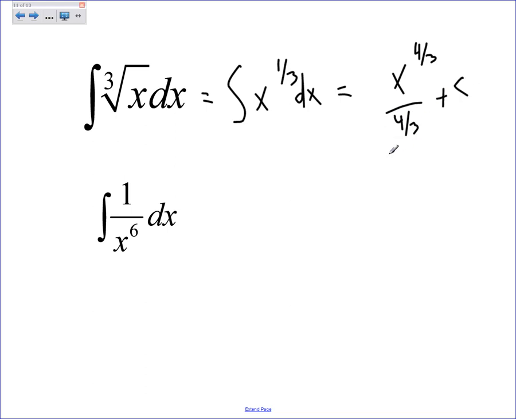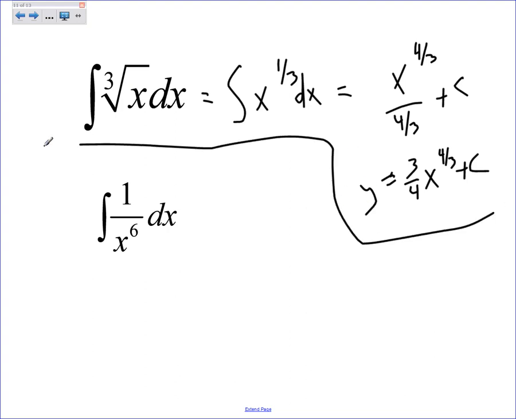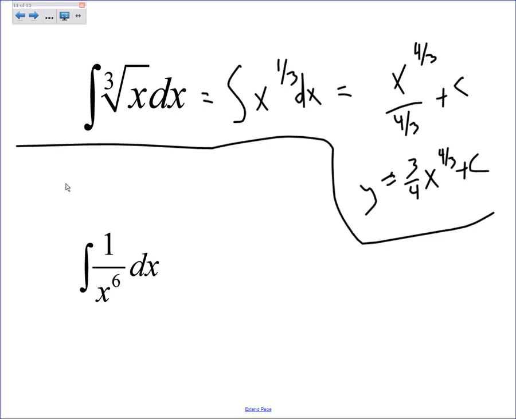Dividing by 4/3 is the same as multiplying by 3/4, so we typically will write this as 3/4 x to the 4/3 plus c. That's what my function is. So if this is the antiderivative, then I'd write it as this particular thing right here. I don't know if I left myself enough room, but I can just move it down a little bit. And voila, I've got plenty of room.